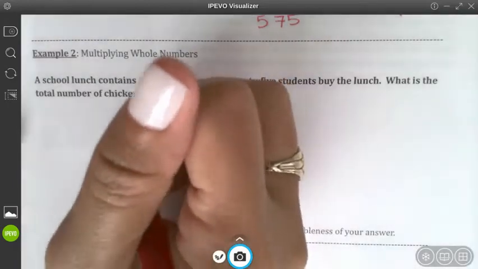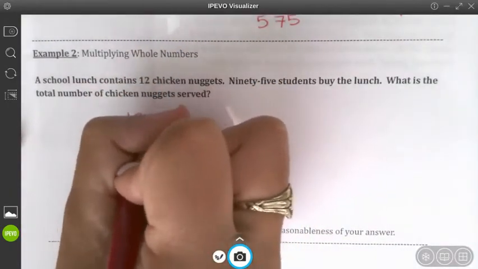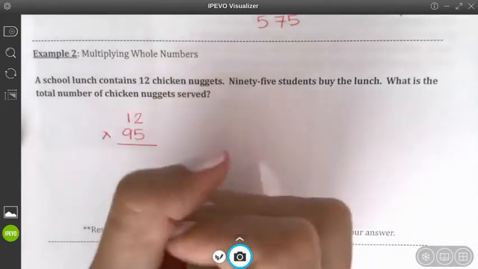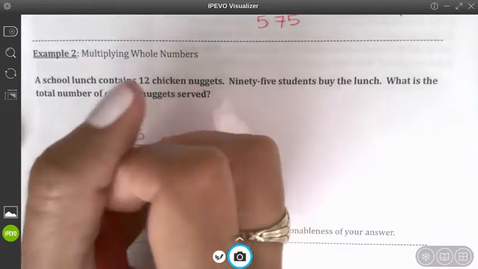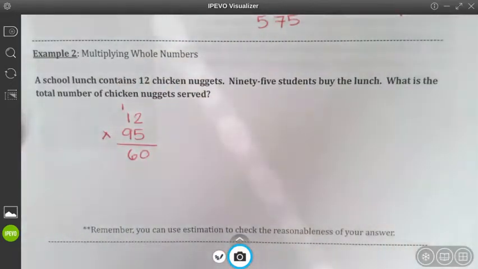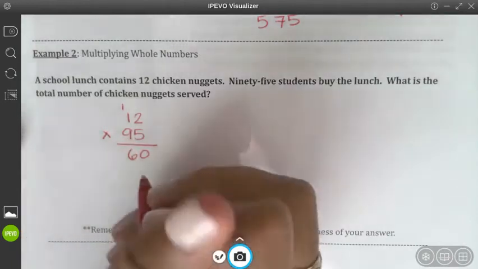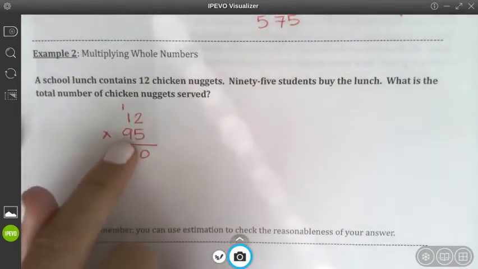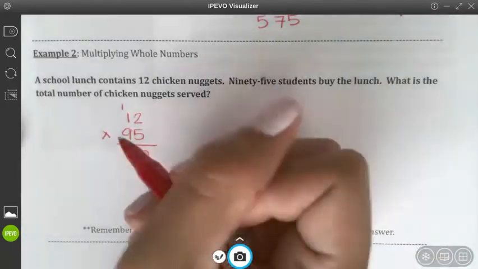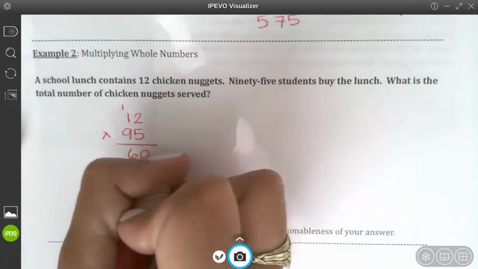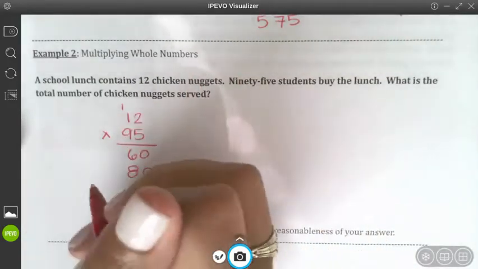Okay, so I'm going to take 12 chicken nuggets times 95 students. 5 times 2 is 10. 5 times 1 plus 1 is 6. Before I move on to multiplying the 9, I need to add a placeholder because I am actually multiplying by 90. So I need that placeholder. 9 times 2 is 18. Bring the 1 up. 9 times 1 plus 1 is 10.